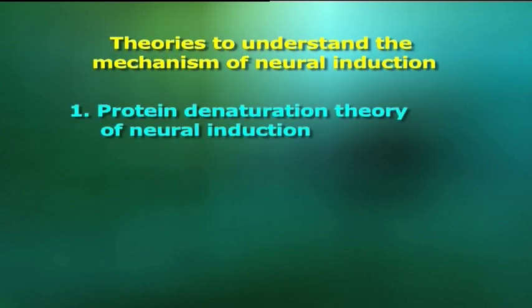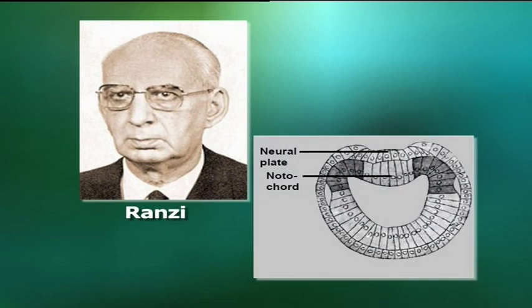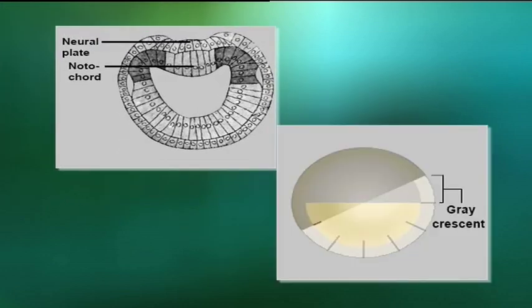Protein denaturation theory of neural induction. According to Ramsey, neural induction and notochord formation are related to protein denaturation. Site of notochord formation is an amphibian gray crescent, which is a center of high metabolic activity. Such centers of greater metabolic activity correspond to sites of protein denaturation.